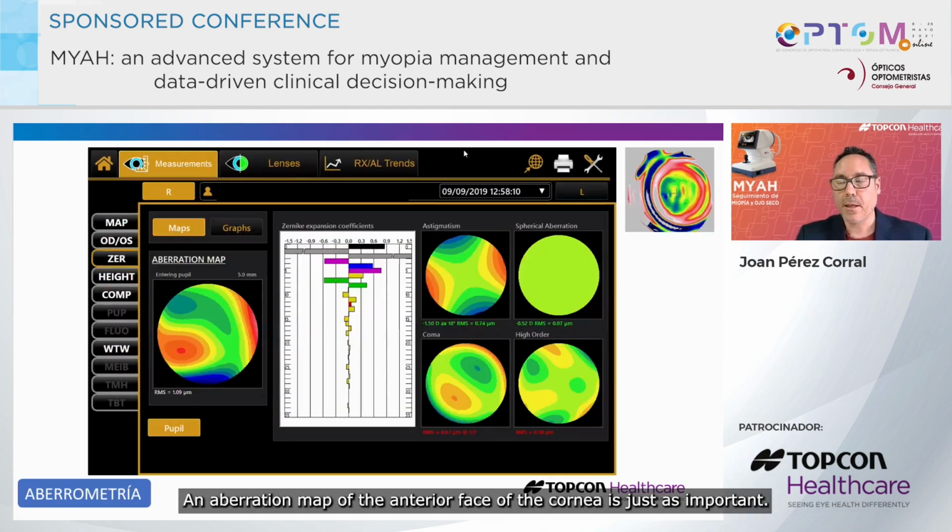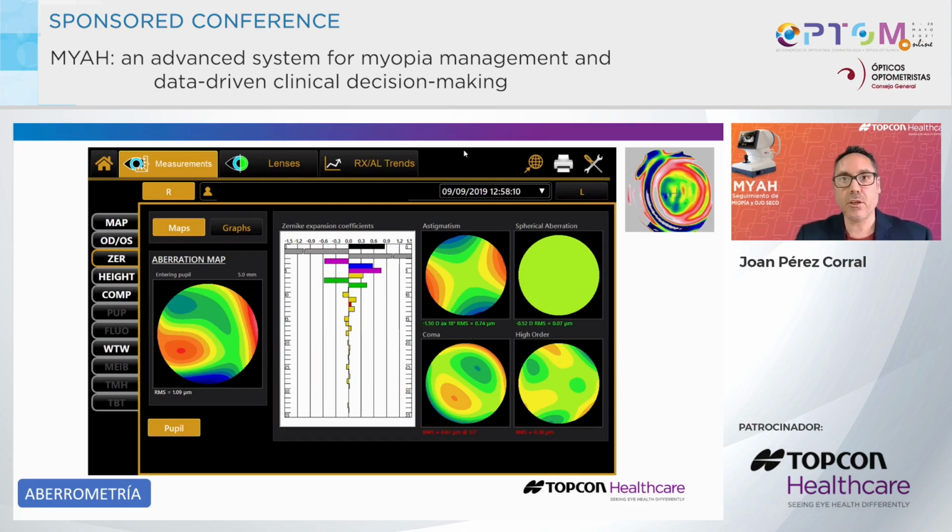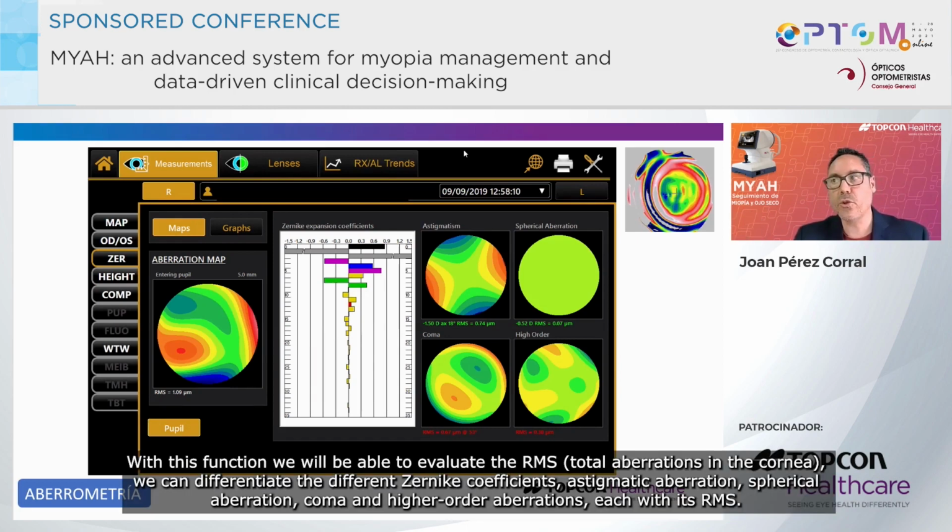An aberration map of the anterior face of the cornea is just as important. With this function, we will be able to evaluate the RMS, total aberrations in the cornea. We can differentiate the different Zernike coefficients: astigmatic aberration, spherical aberration, coma and higher order aberrations, each with its RMS.